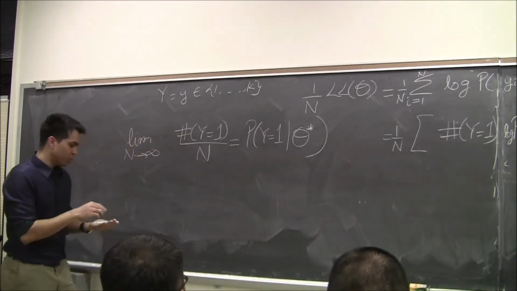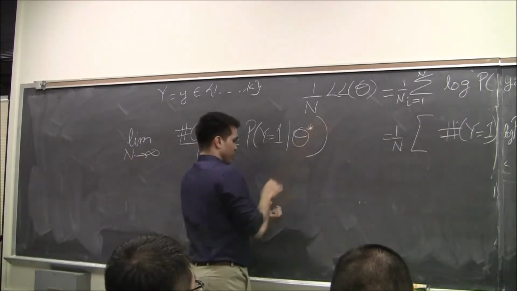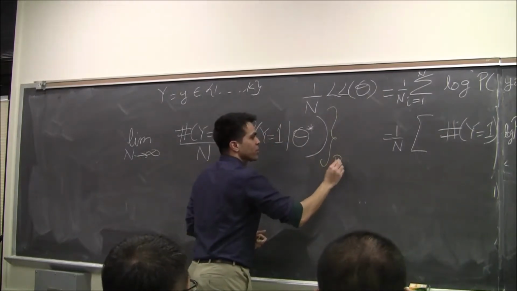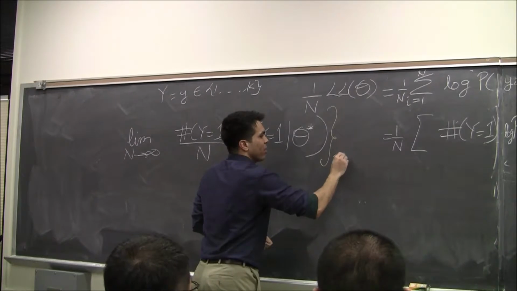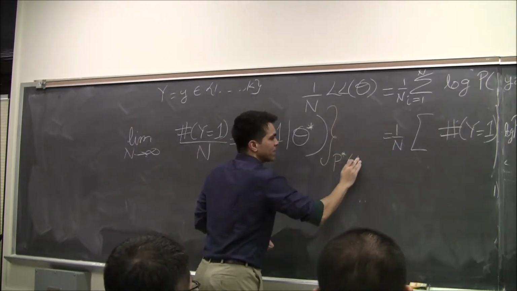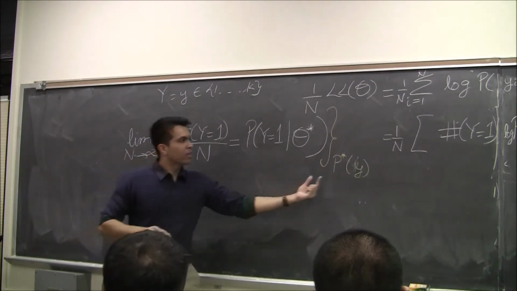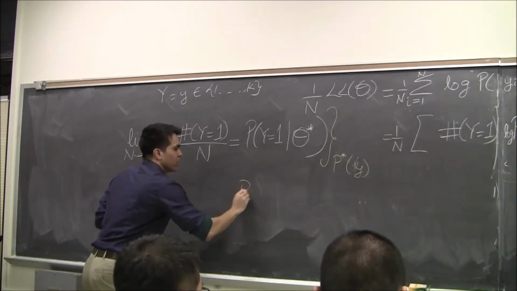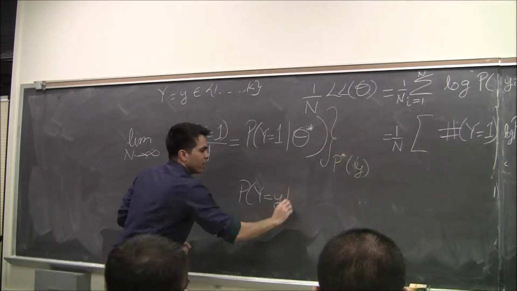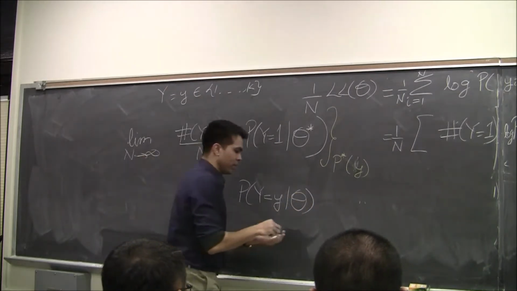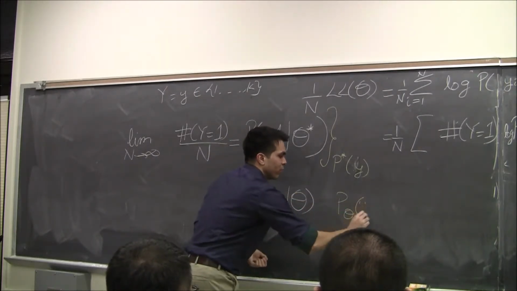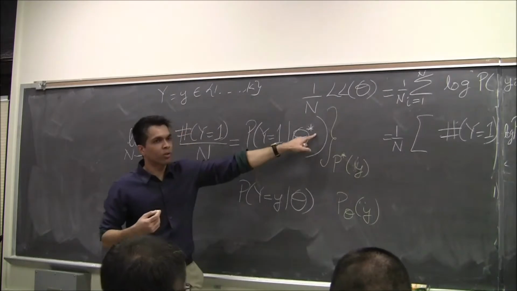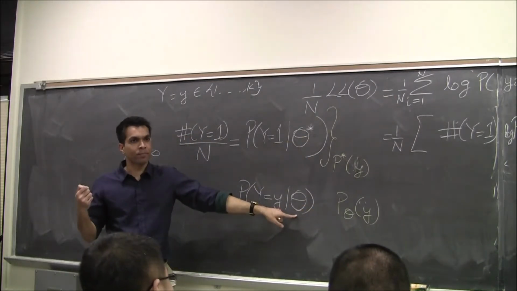And what I'm going to do is use a shorthand. I'm going to call this term, probability of y equals 1 under theta star, p star of 1, or p star of y, little y. This is the correct probability, the probability under the correct model. And the probability of y equals little y under some theta that you're considering, I'm going to call p sub theta of y. They're both probabilities. One is under the true model, one is under the model that we are considering.